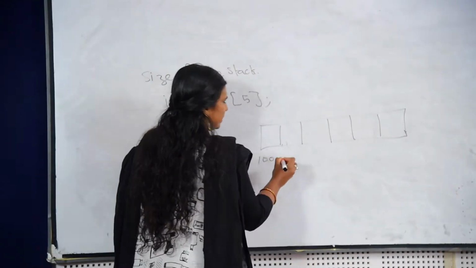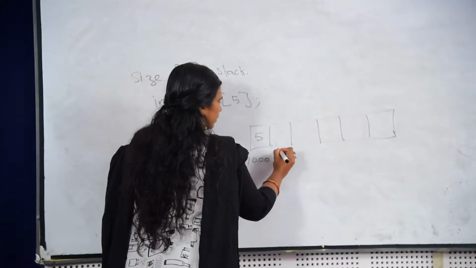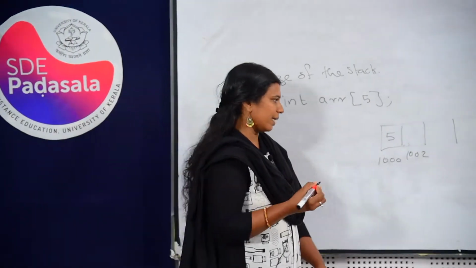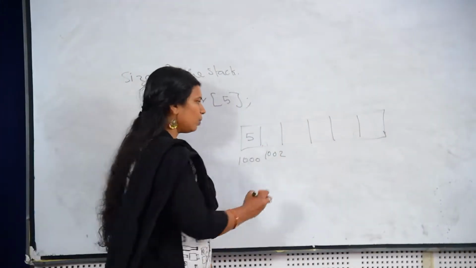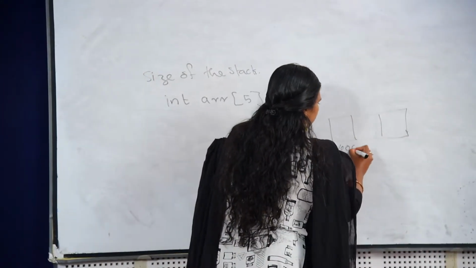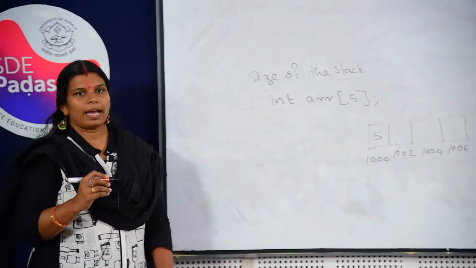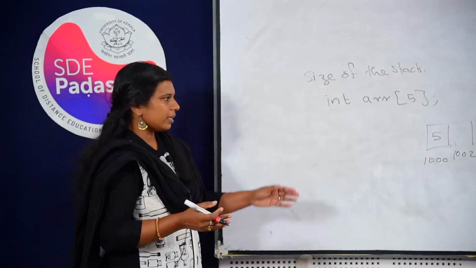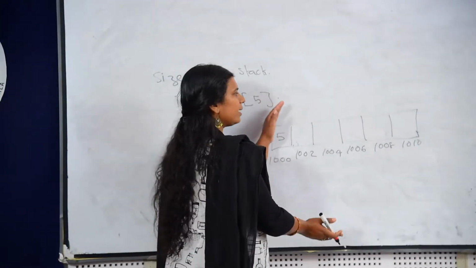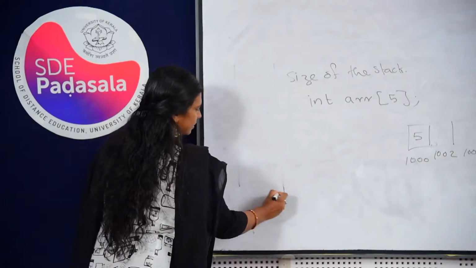If 1000 is the starting address, the first element is 5. Since we are storing integer elements, the next location, next index, will be 1002, then 1004, 1006, 1008, 1010. This is the way by which an array is implemented. When it comes to a stack, what we do is we just rotate this array by 90 degrees and keep it as a stack like this.